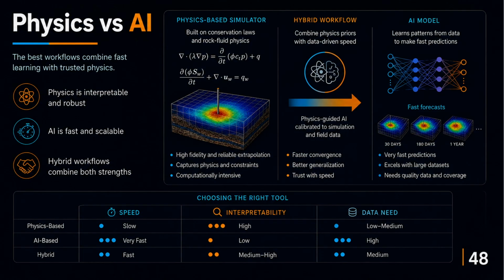Physics gives us the rules. AI gives us speed. Monitoring data gives us correction. Uncertainty quantification gives us confidence ranges. Optimization gives us decisions. When these elements work together, we can build powerful digital twins for subsurface energy systems.